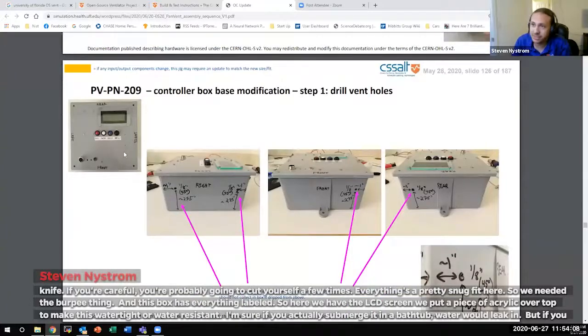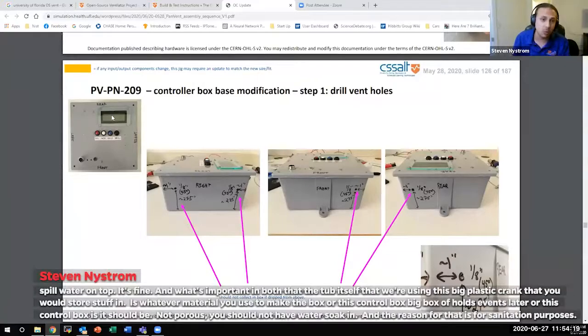And this box has everything labeled. So here we have the LCD screen. We put a piece of acrylic over top to make this watertight or water resistant. I'm sure if you actually submerge it in a bathtub, water would leak in, but if you spill water on top, it's fine.